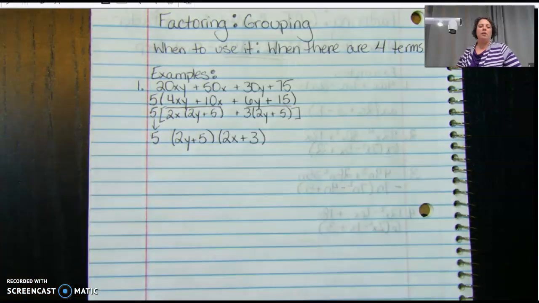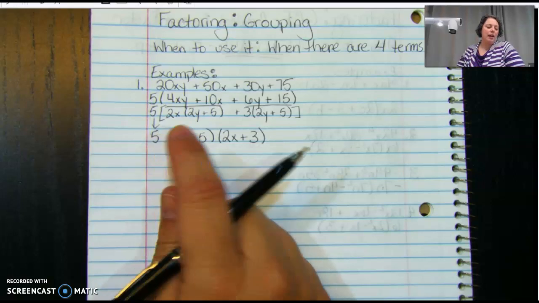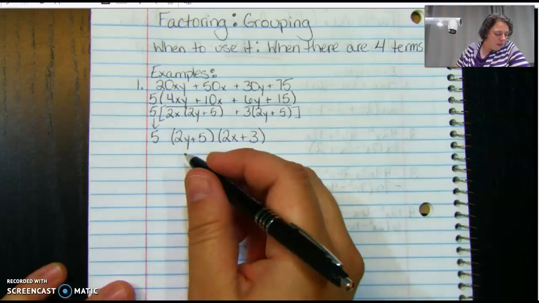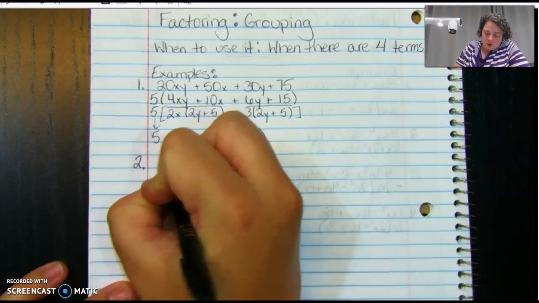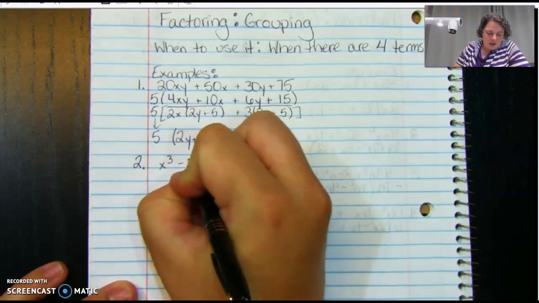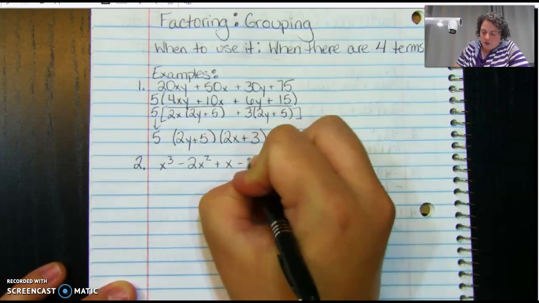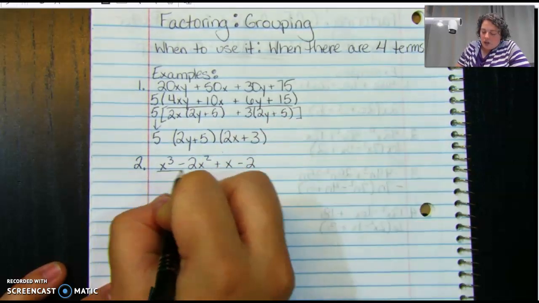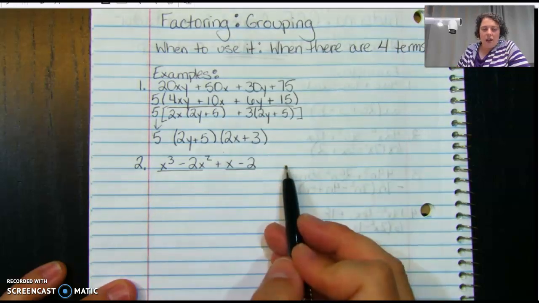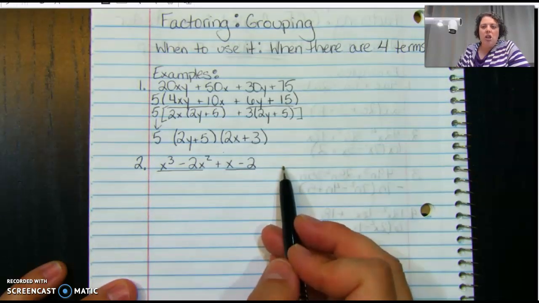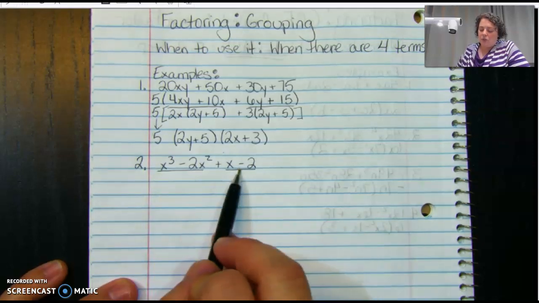Alright, so that was a little bit complicated because we had the extra common factor. Let's go ahead and try some others. So example number 2 is a bit more straightforward. I've got x to the third minus 2x squared plus x minus 2. So again, look for a common factor. Nope, nothing in common on all of them. So there's no common factor. So I'm going to group them into sets of 2.